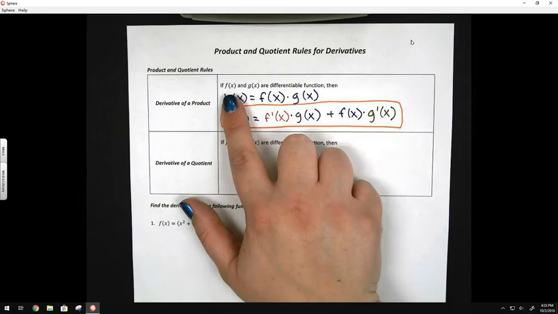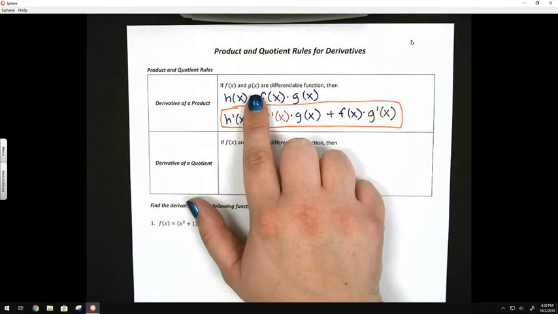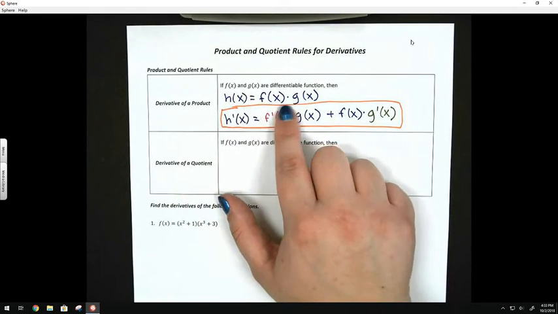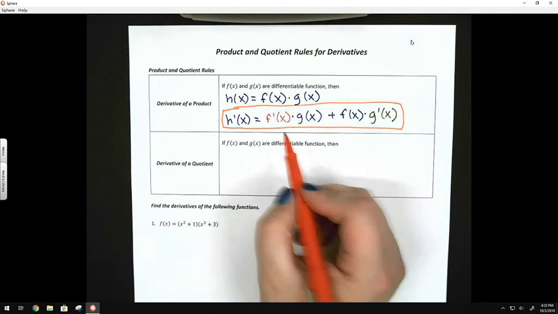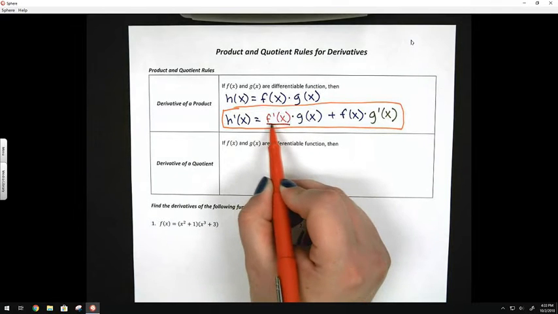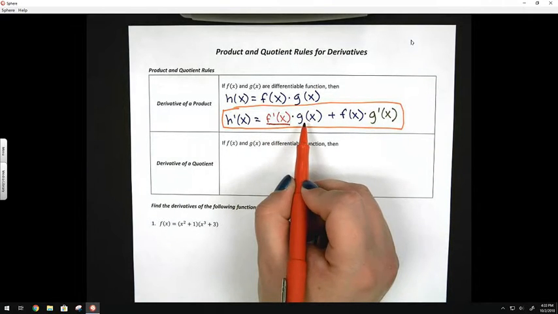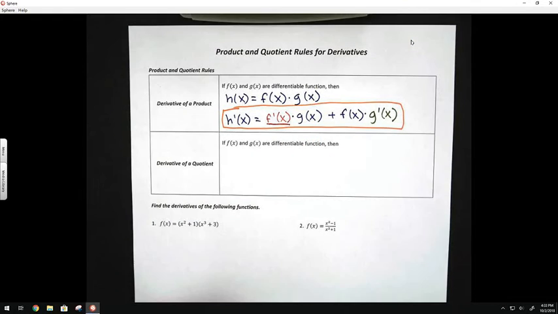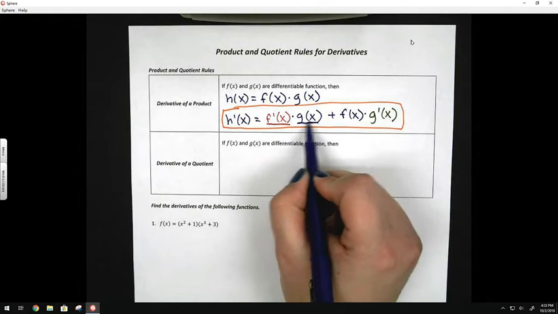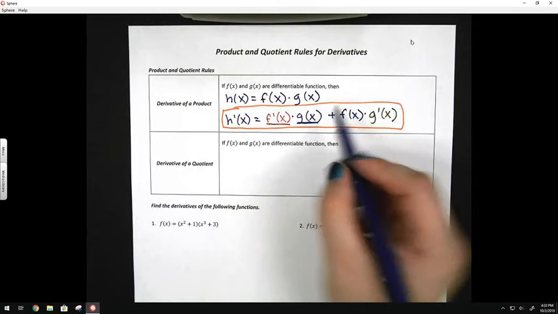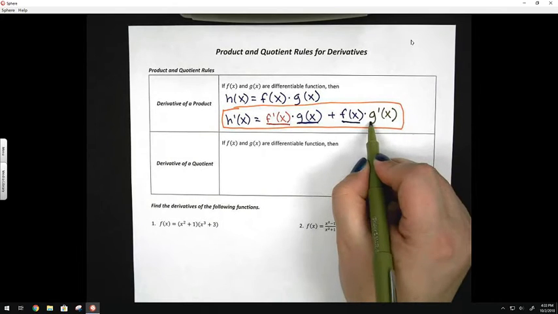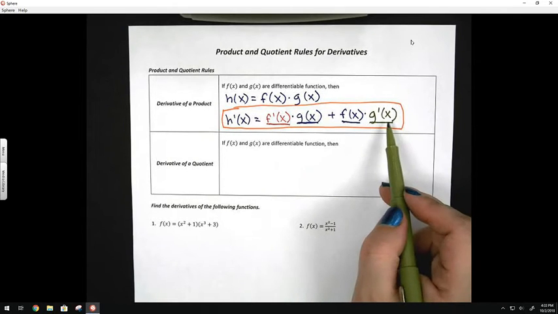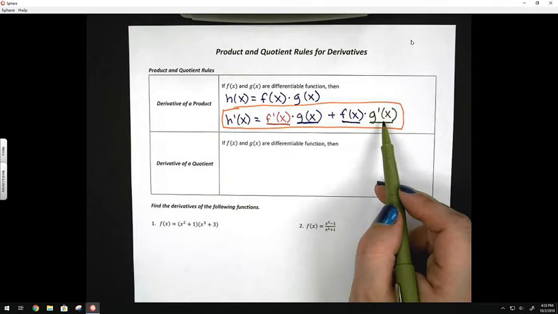But we have f of x and g of x. If h of x is equal to f of x times g of x, then to find the derivative, we take the derivative of our first function and we multiply it by the original second function. So notice this is just the normal g of x. Okay? Then we take our normal f of x and we multiply it by the derivative of the second function. I know it looks a little weird. I promise when we do one, it makes a little bit more sense.